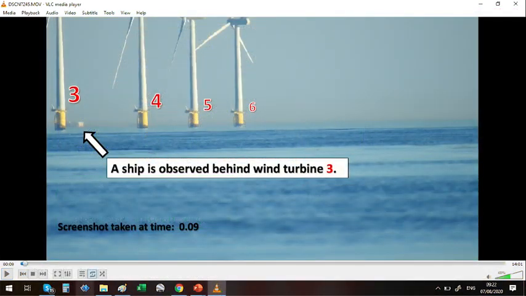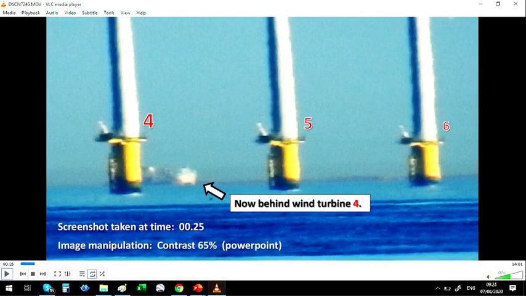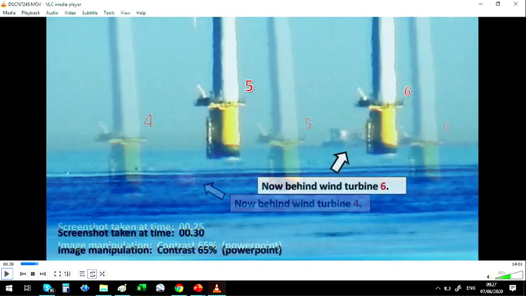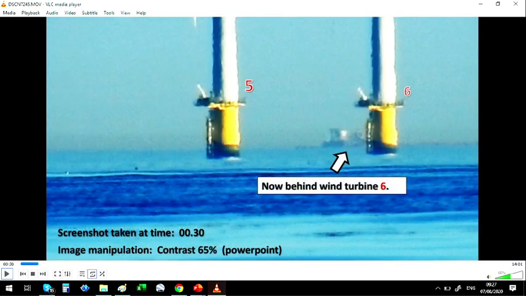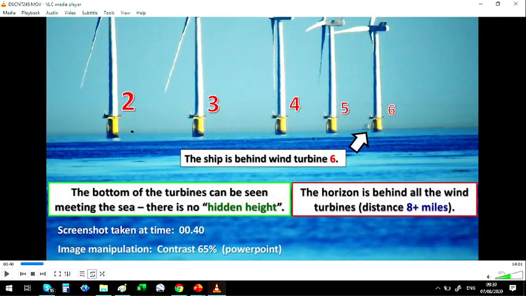A ship is observed behind wind turbine 3. A screenshot taken at 9 seconds. Now behind wind turbine 4. Screenshot taken at time 25 seconds. Image manipulation, contrast 65%. Now behind wind turbine 6, screenshot taken at time 30 seconds. The ship is behind wind turbine 6.